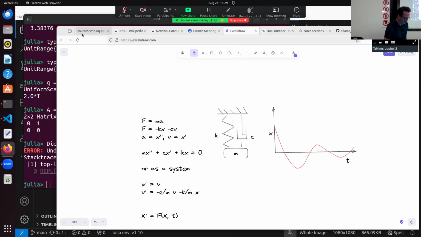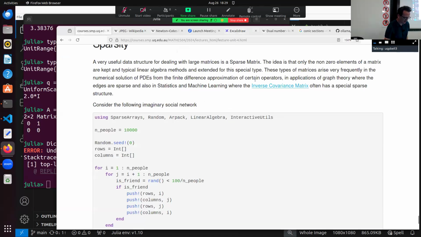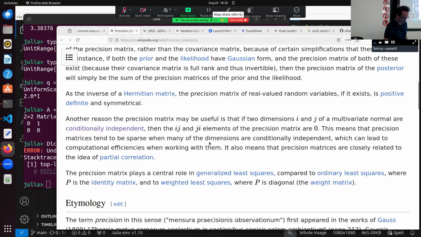In statistics, inverse covariance matrices in the real world are nearly always sparse. If you just looked at the covariance matrix, yes, it's dense, but magically the inverse covariance matrix is really well approximated by something that's not dense. Super common.